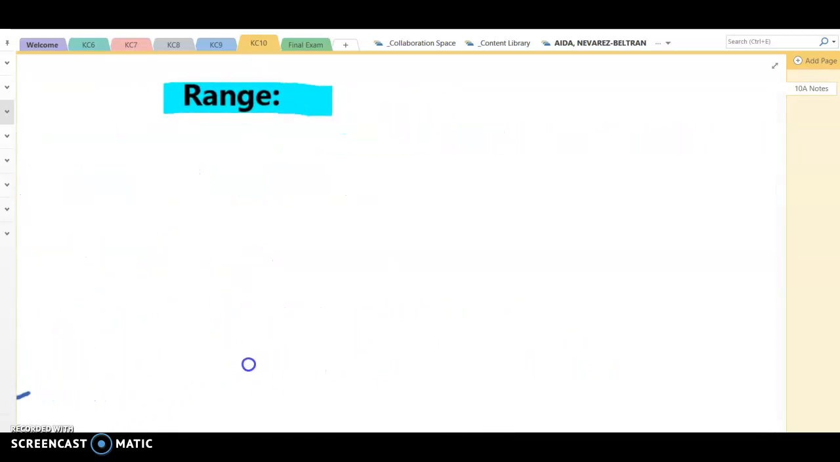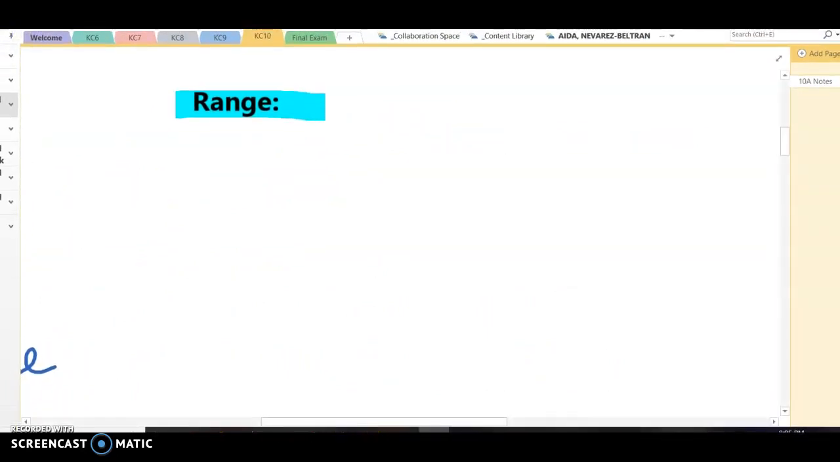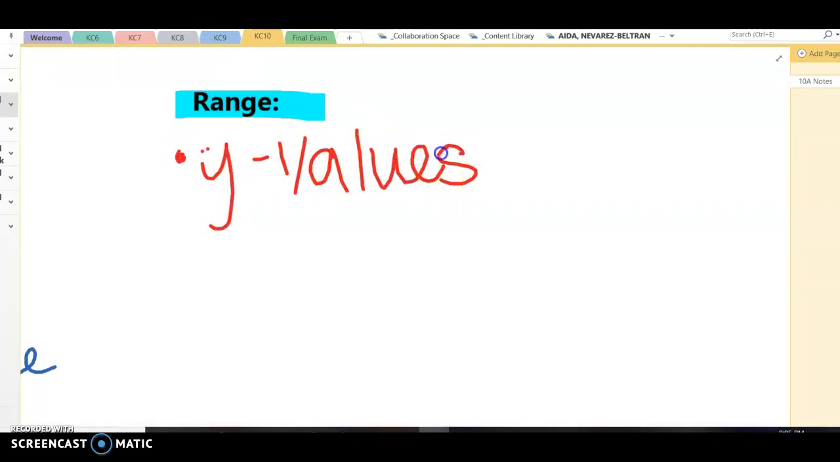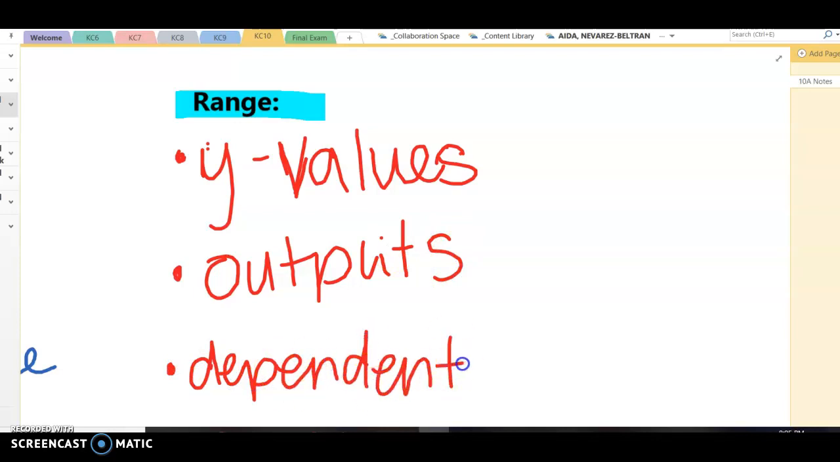So then range is the other part of this. Range is your Y values, right? Or your outputs. Or the dependent variable. Okay, so I just wanted to go over that before we started going into some examples, okay?